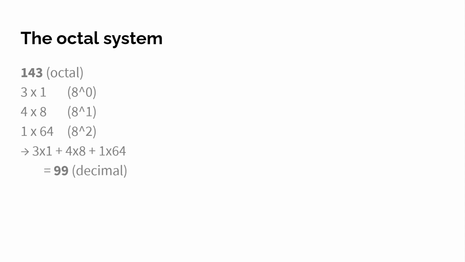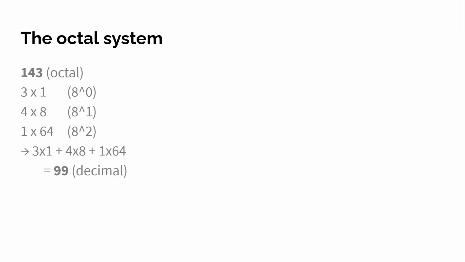Now the octal system is a bit different. Let's look at the same numbers, but in the octal system. So we again start with the 143, but in octal. The first thing doesn't really change, 3 times 1, but suddenly we have 4 times 8. And then we get 1 times 64. And if we put that together, if we do the maths here and make 1 times 64 plus 4 times 8 plus 3 times 1, we suddenly get a completely different number, namely 99. What does that mean? It means that the octal number 143 is 99 in the decimal system.